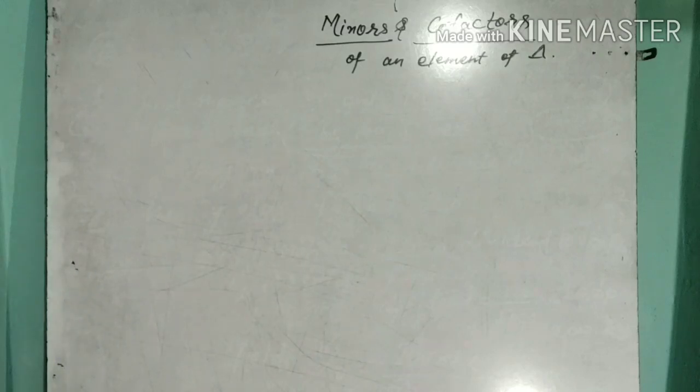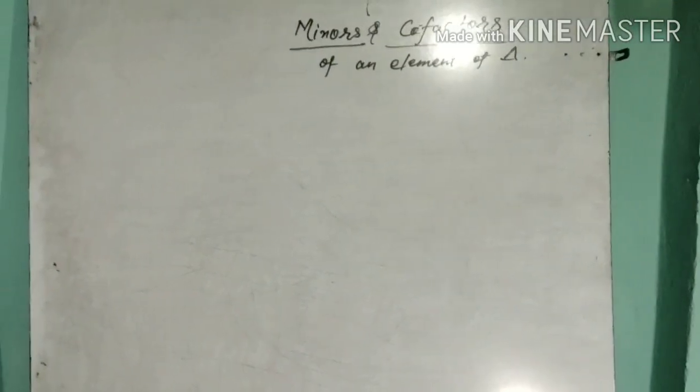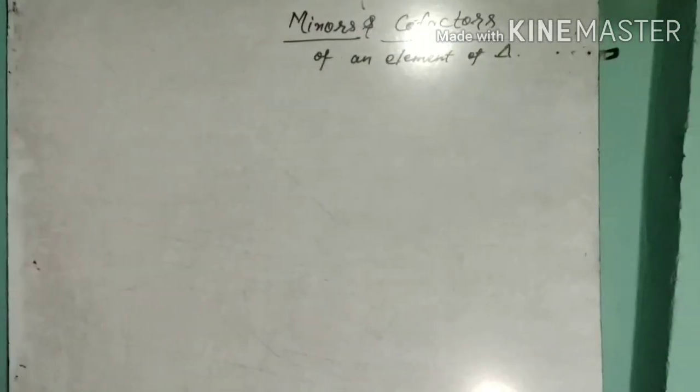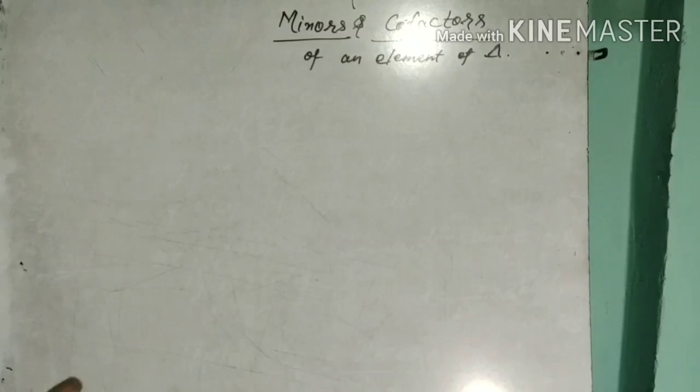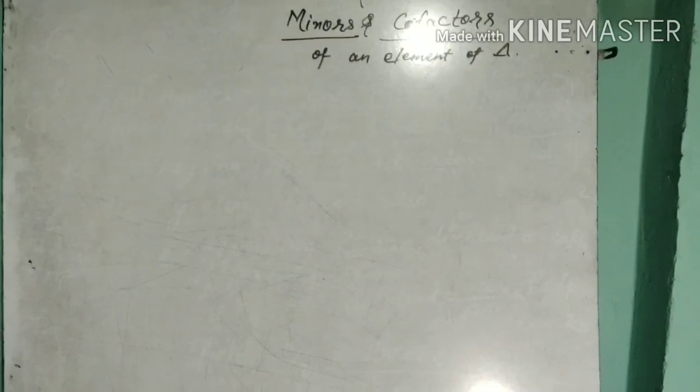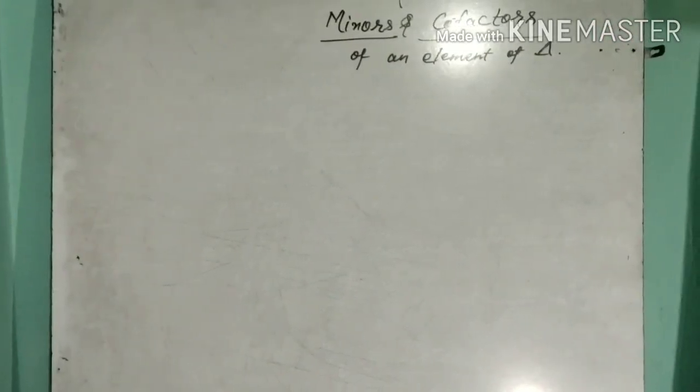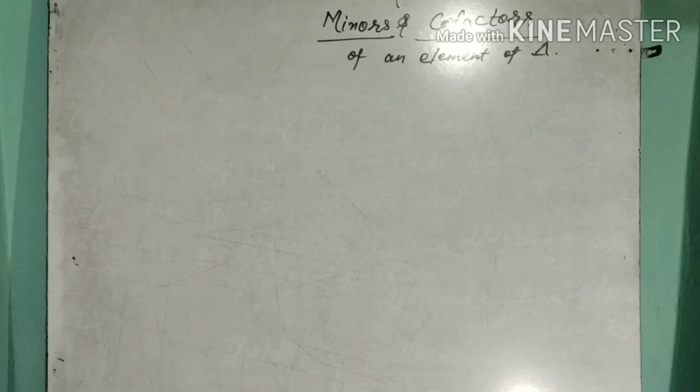Let me see the camera. Yes. Oh my god, there is a light here. Okay, so you can understand it's the minors and cofactor of an element of determinants. Okay, so students, let's start the concept. At first I will adjust this camera. Okay, yes, it is clear to you.